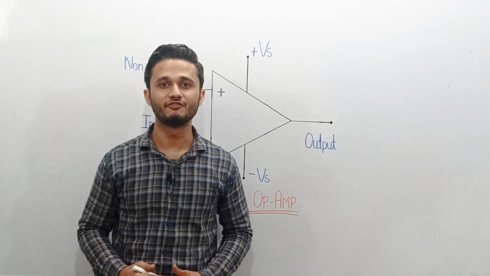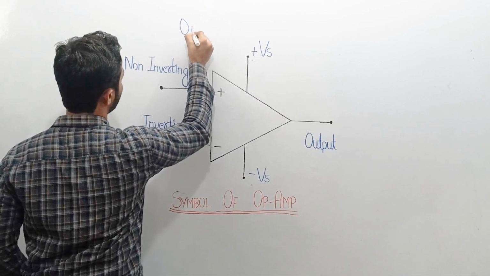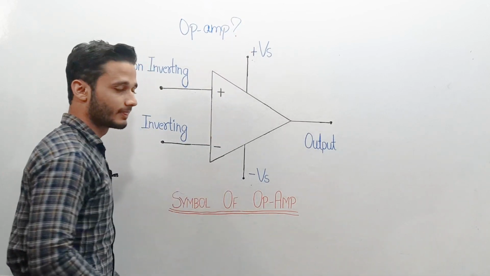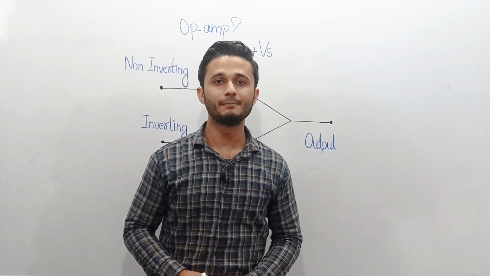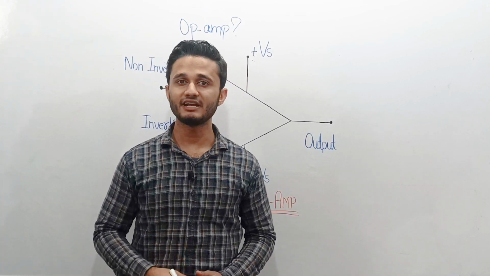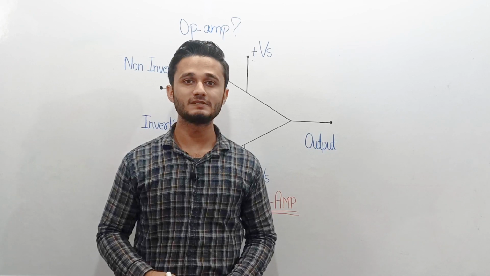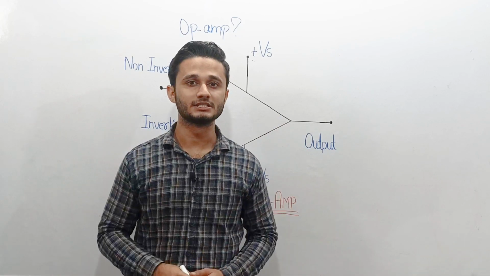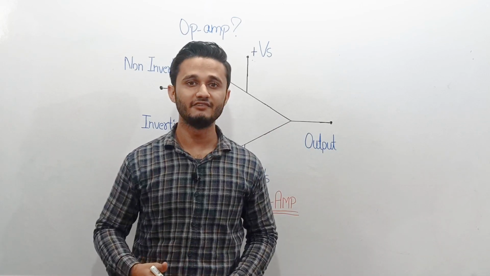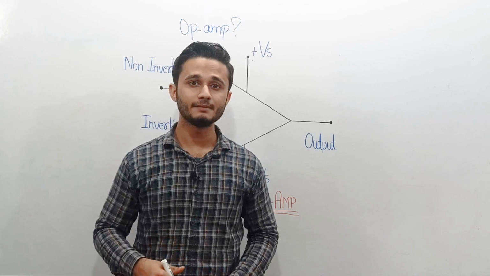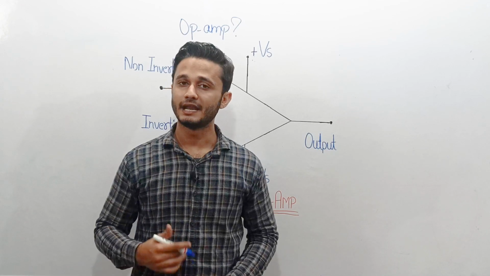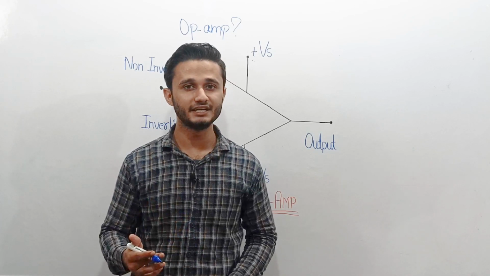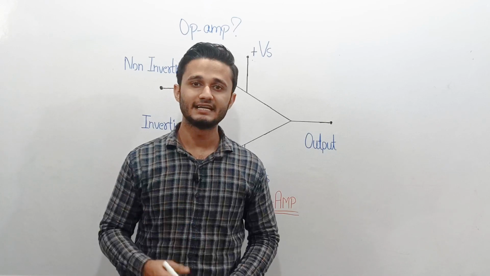So what is an operational amplifier? As its name suggests, an operational amplifier is an amplifier which amplifies the input signal as well as performs some mathematical operations on it. That's the important part. Mathematical operations. It is an amplifier. Obviously, it will amplify the input signal, but it can perform mathematical operations also, like addition, subtraction, division, multiplication, differentiation, integration, log, anti-log, etc.